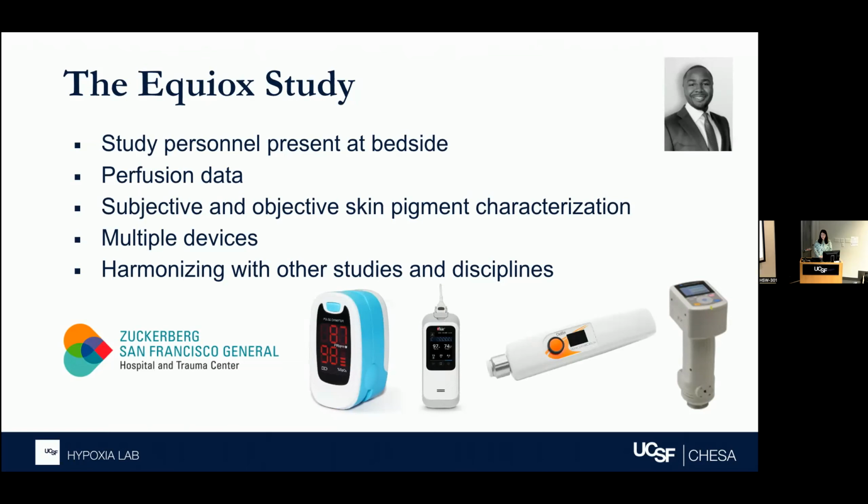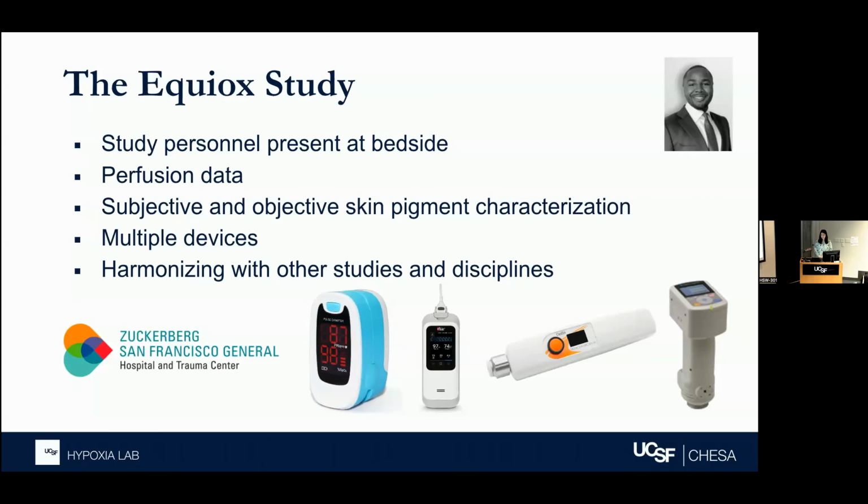We also are collecting both subjective skin pigmentation measurements using skin pigment scales as well as objective skin pigment characterizations using colorimeters pictured in the bottom right, which can measure things such as melanin index and erythema index. Our study uses multiple devices.